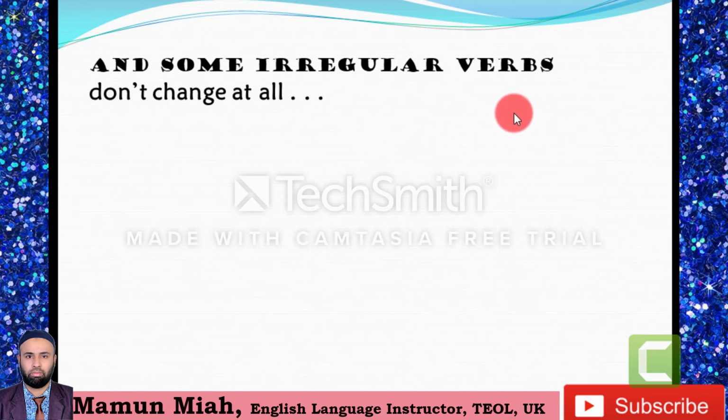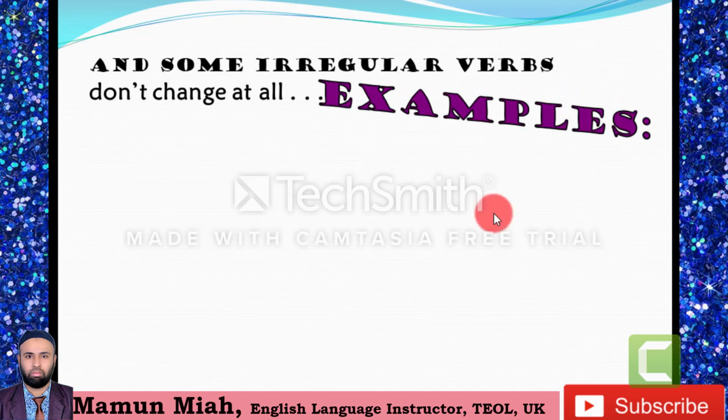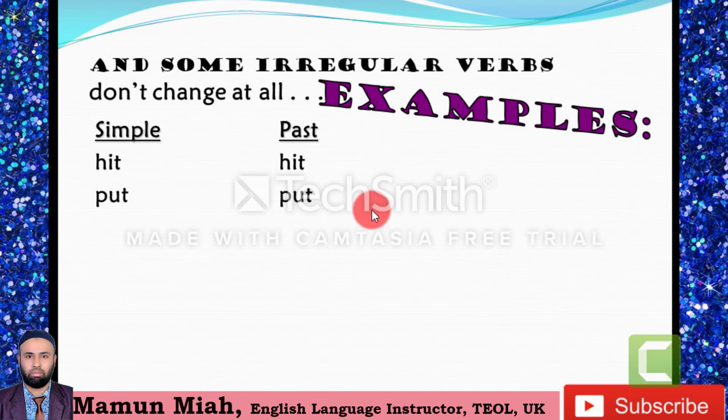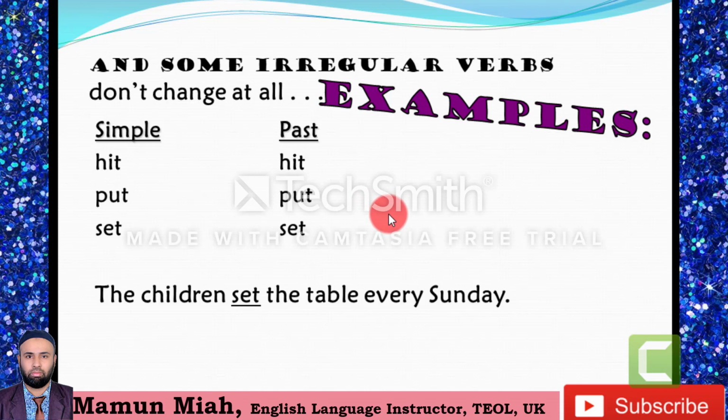And some irregular verbs don't change at all. For example, hit, hit, put, put, set, set. These are the verbs where there is no change. You won't find any change there. Pronunciation, spelling, all the same. Present simple and past form of the verbs.